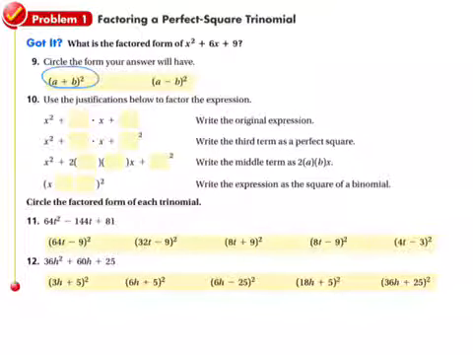Let's work problem 10 to justify. First we'll write the original expression. Then we'll write the third term as a perfect square. Rewrite the middle term as 2 times the first term coefficient times the last term coefficient. And finally we'll write the expression as a square of a binomial.